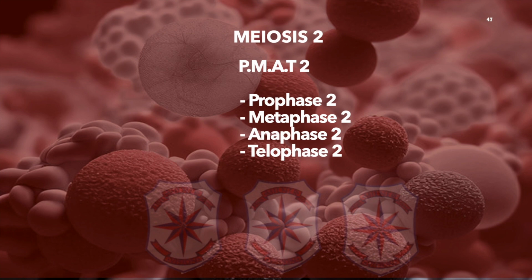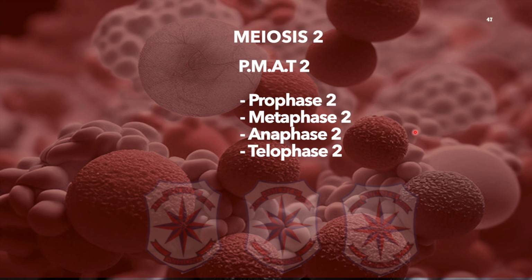Now, from here on, we are going to be looking at meiosis 2. Remember, our abbreviation is PMAT. So we started with PMAT 1, meaning prophase 1, metaphase 1, anaphase 1, as well as telophase 1. Now, there is no interphase between meiosis 1 and meiosis 2. We finish with telophase 1. We go directly into prophase 2. So PMAT 2 will be prophase 2, metaphase 2, anaphase 2, as well as telophase 2.